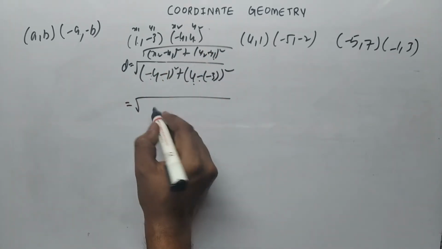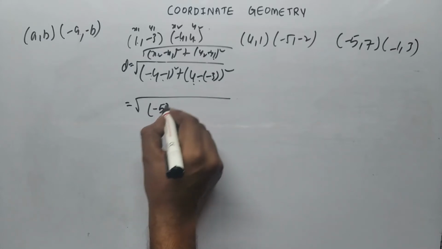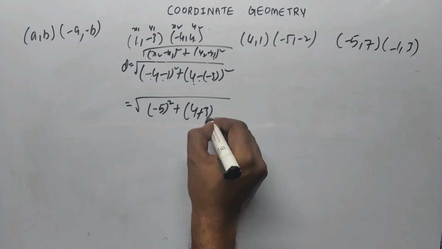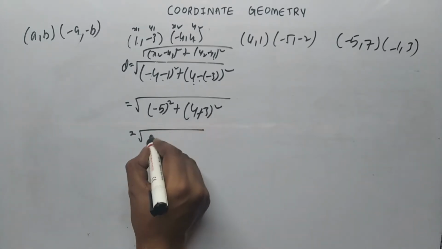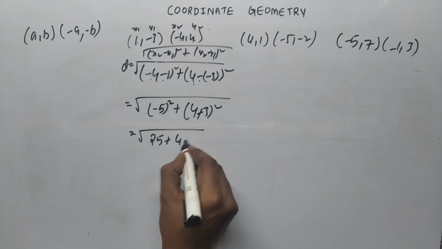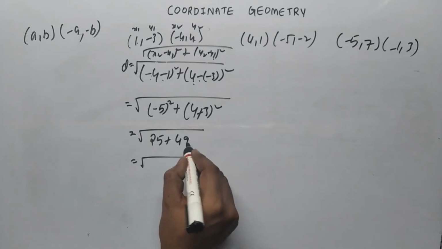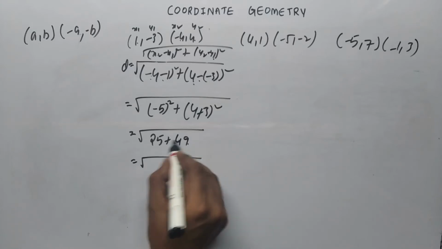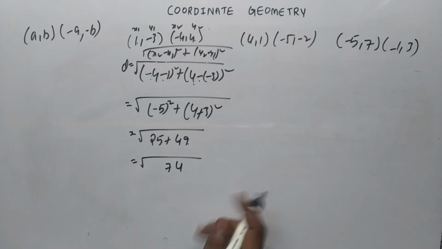So minus 4 minus 1 will become minus 5. See here, 4 minus minus 3 will become plus, so 4 plus 3 is 7. So my 5 square is 25. 7 square is 49. You just add 25 plus 49 is 74. Root 74 is the answer for this.